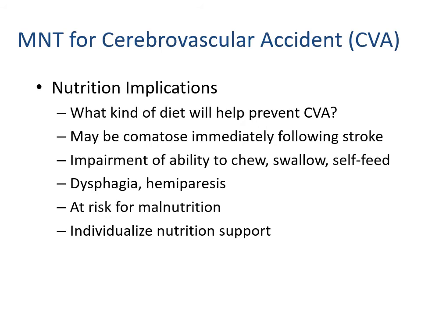So nutrition implications. Again, we're looking at whether this is a chronic issue, and once you've had a stroke, you're more likely to have a second one. So what kind of diet will help prevent future strokes? The patient may be comatose immediately following the stroke with impairment of the ability to chew, swallow, or self-feed. The patient may have problems swallowing or hemiparesis with half their body paralyzed, depending on which lobe of the brain was affected. Patients are at risk for malnutrition, and so again, using those skills that we've looked at with tube feeding, we're going to need to individualize nutrition support.